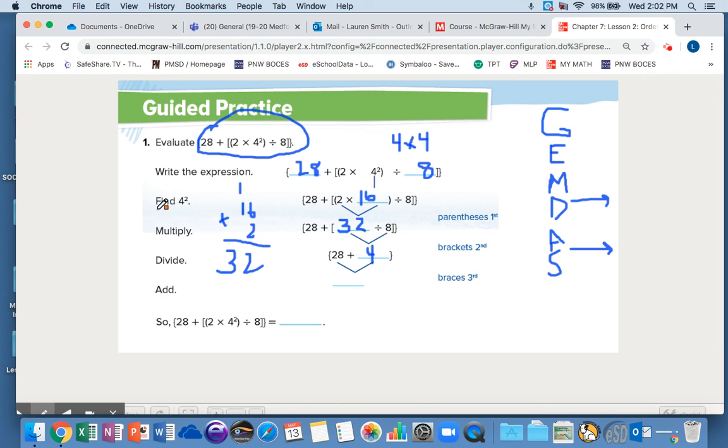So they tell you the steps. You write the expression. You found 4 to the second power, which was your exponent. Then you multiplied. Then you divided. Then you added. So 28 plus 4 is 32. Okay? So if you go step by step, you'll be okay to find the right answer. I know it looks tricky, but we will practice a lot.